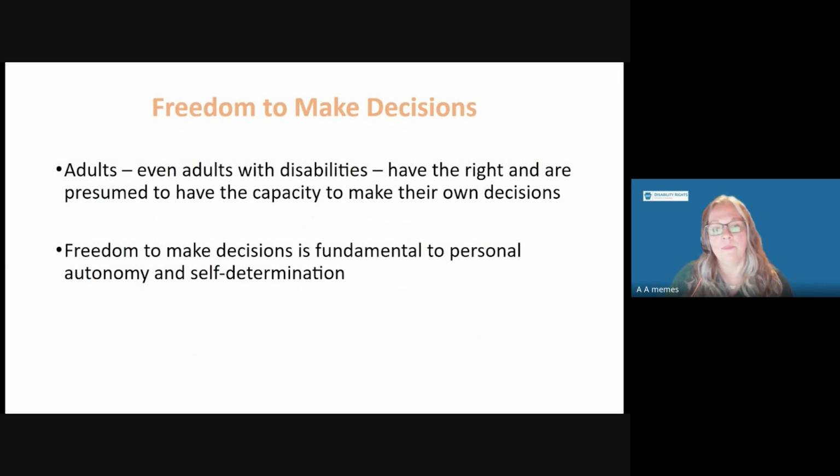So right now, adults, even adults with disabilities, the default position, the assumption, is that they have the right and the capacity to make their own decisions. And it's not until there's a legal determination to the contrary that that right is taken away. So all adults are presumed to have capacity to make decisions. And as I've said, the freedom to make decisions is fundamental to autonomy and self-determination.